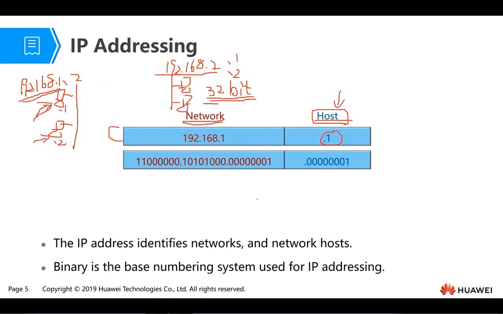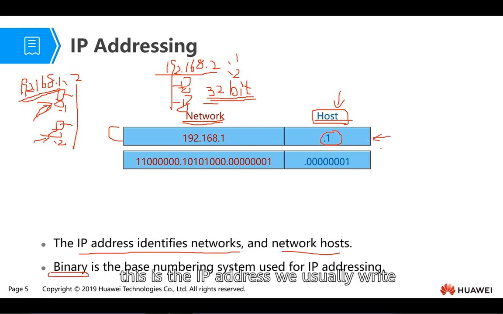The IP address identifies networks. This is the network part, and this is the host part. In the computer we use binary, and the IP address we usually write, for us human beings to see, is in the decimal format.